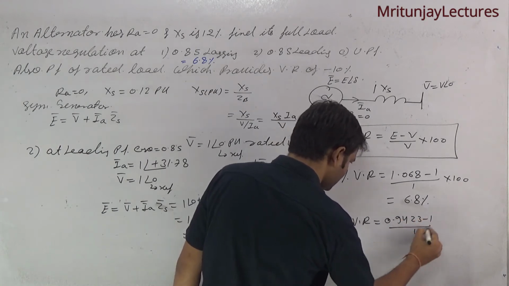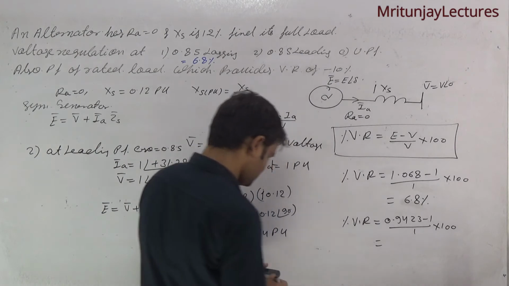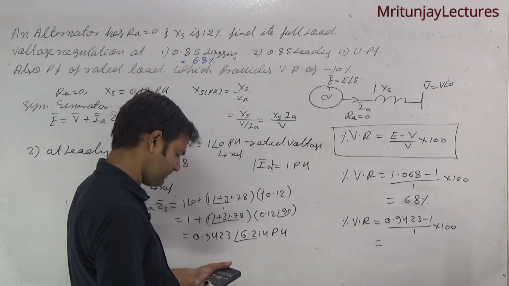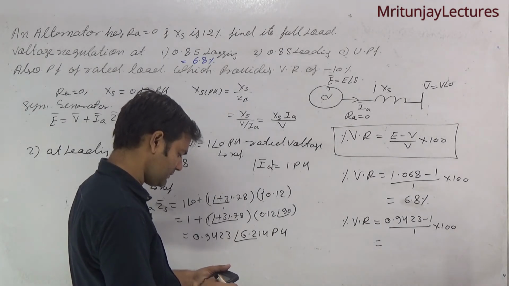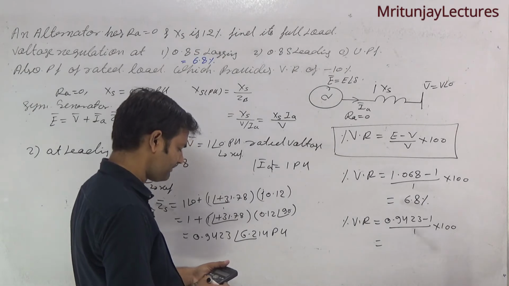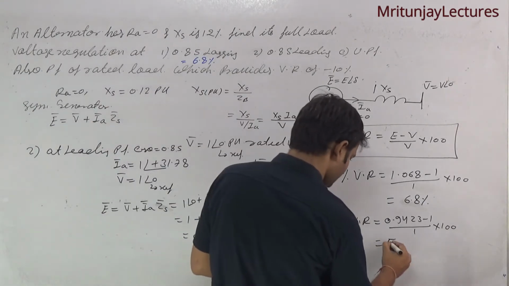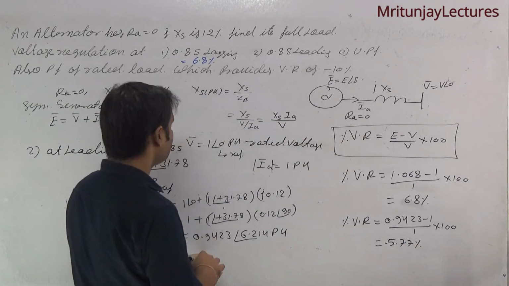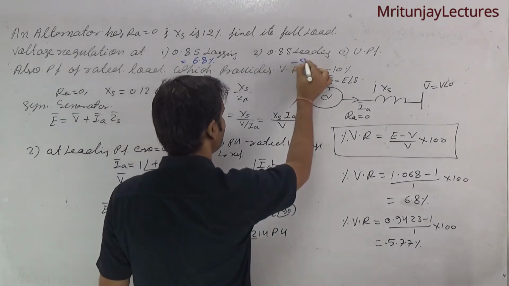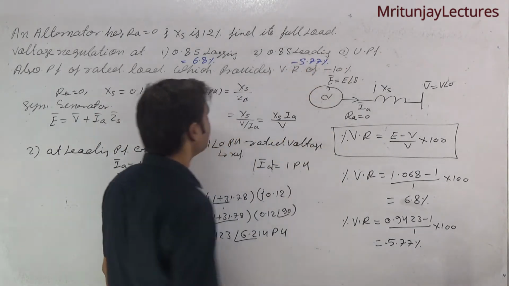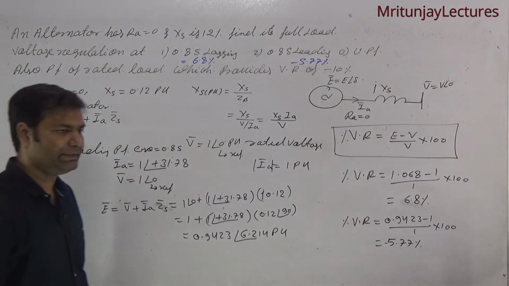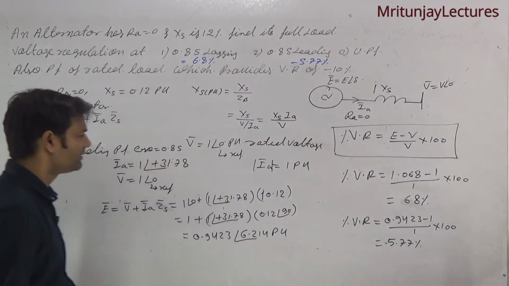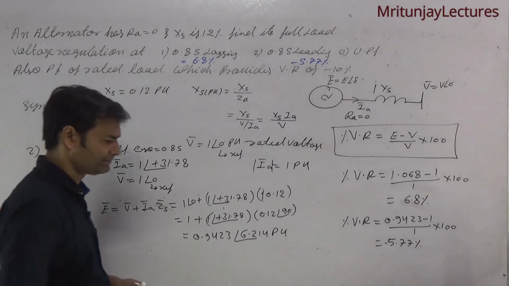0.9423 minus 1 divided by 1 into 100, that is 5.77% minus. Voltage regulation is negative, that is minus 5.77%. Clear? When the power factor is leading, then what about voltage regulation? We got minus 5.77. Now another case, power factor at unity power factor.